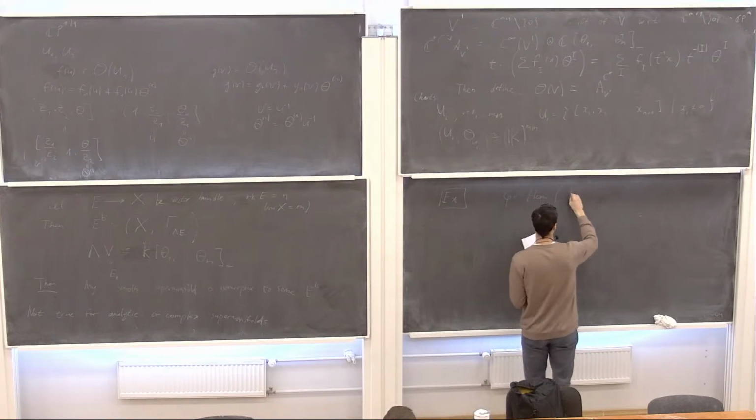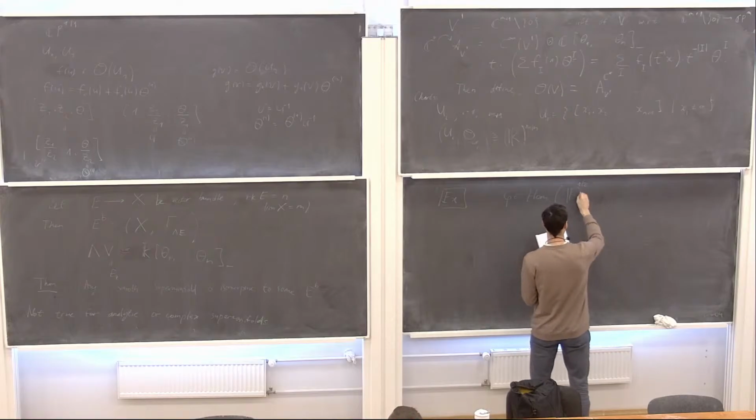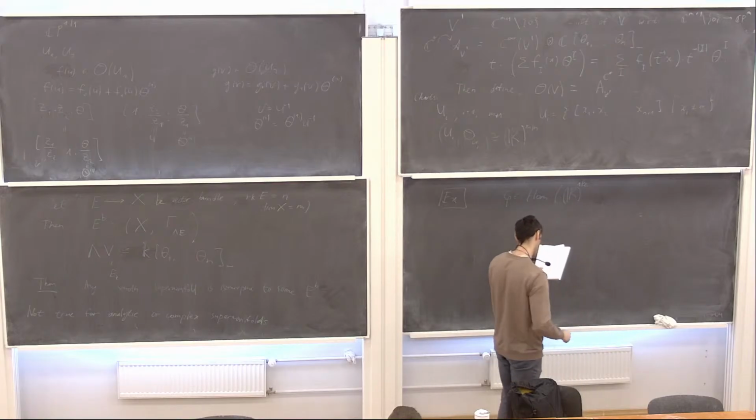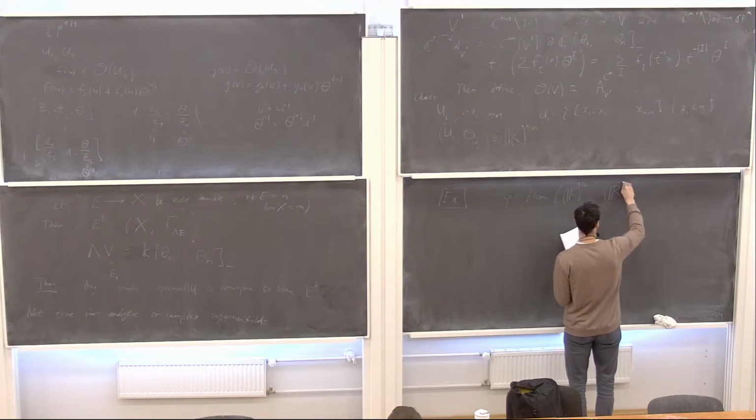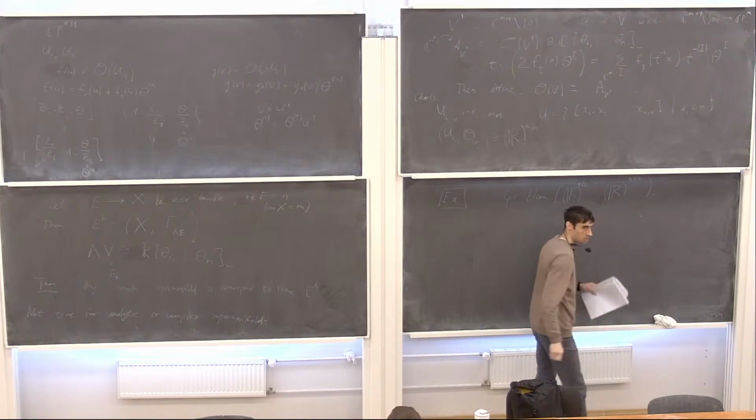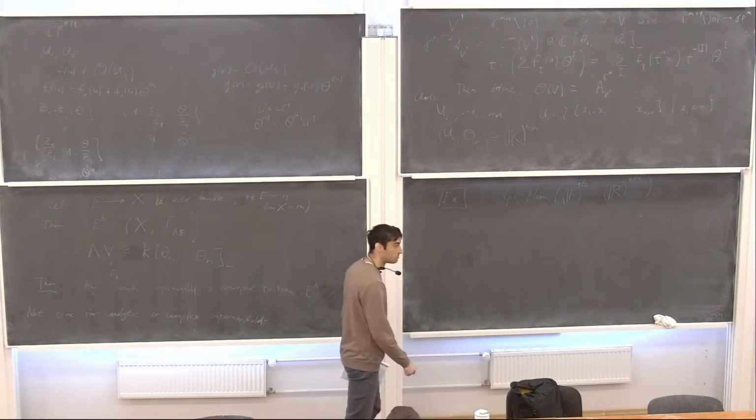from R^{1|2}. R^{1|1} is not so interesting, but R^{1|2} is already interesting. And morphisms from R^{1|2} to itself. So let's look at this example.